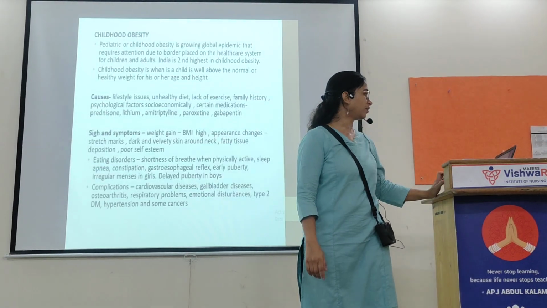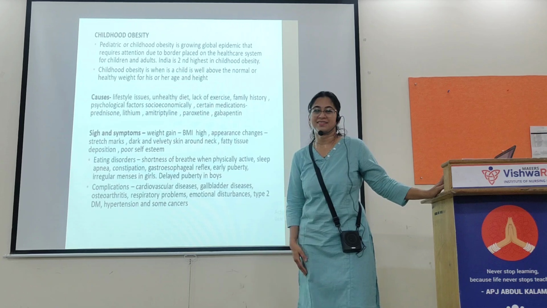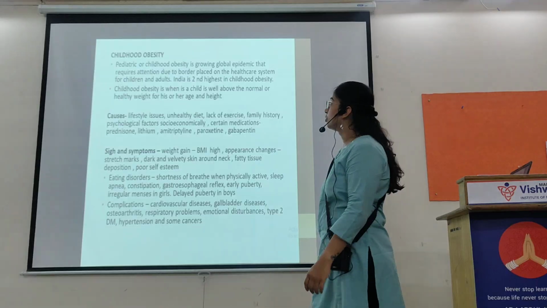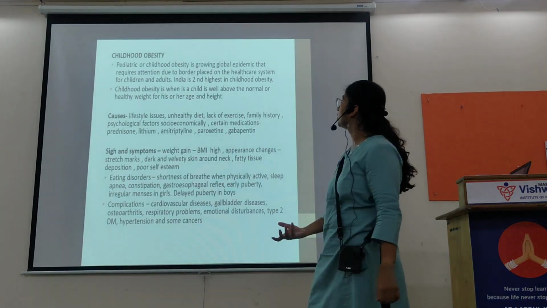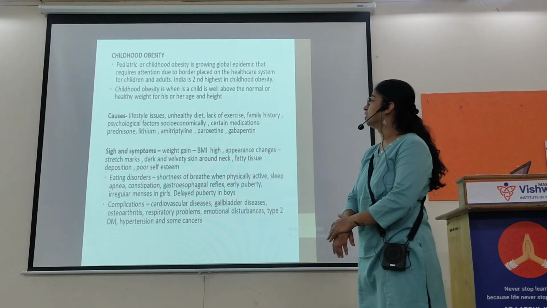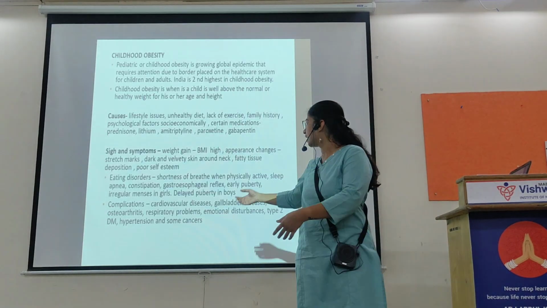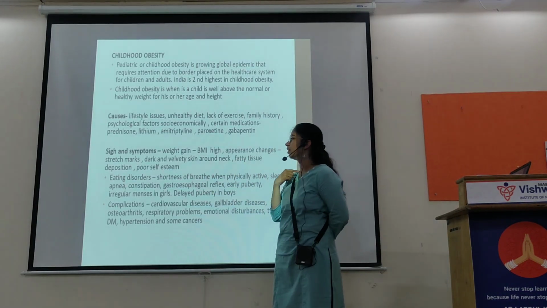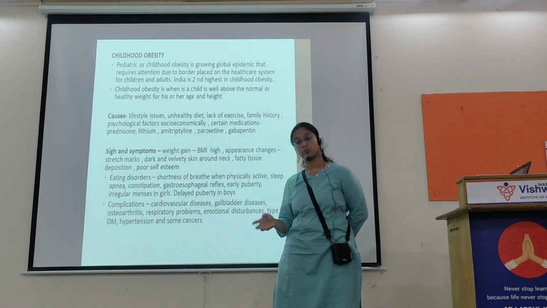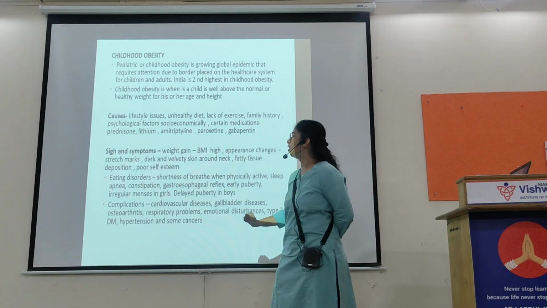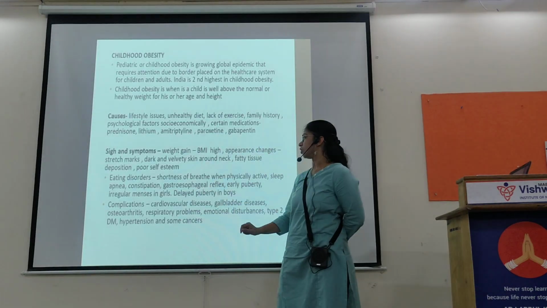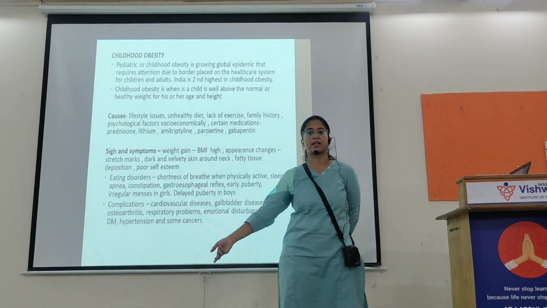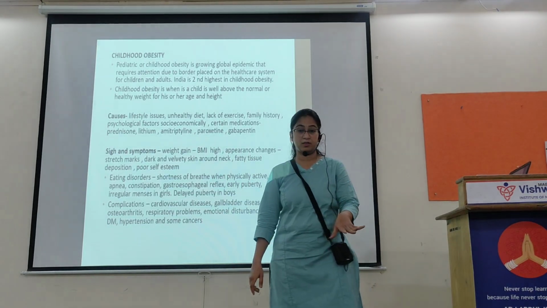Okay. Then childhood obesity. Okay. So childhood obesity is one of the major growing global epidemics and requires our attention. Usually signs and symptoms, as you all know, are a high BMI, appearances such as stretch marks, dark velvety skin around the neck, and it may land up in diabetes also, that is type 2 diabetes in a child. Okay. So eating disorder is the main cause for it, and the complications are cardiovascular diseases, gallbladder diseases, or osteoarthritis changes in children.